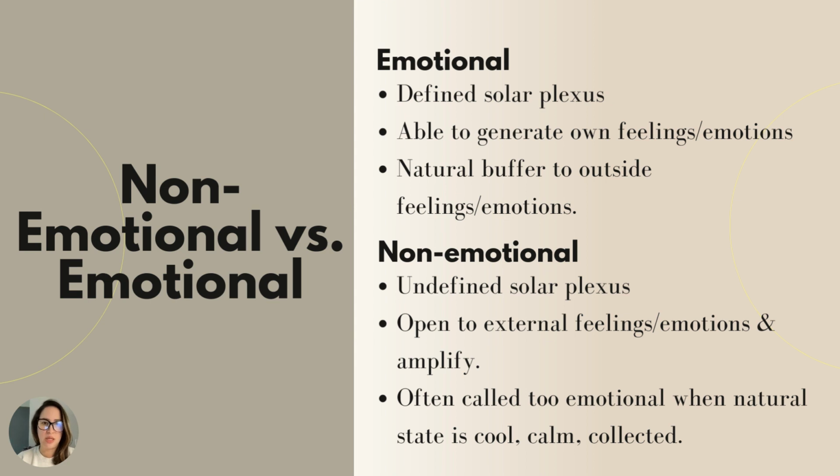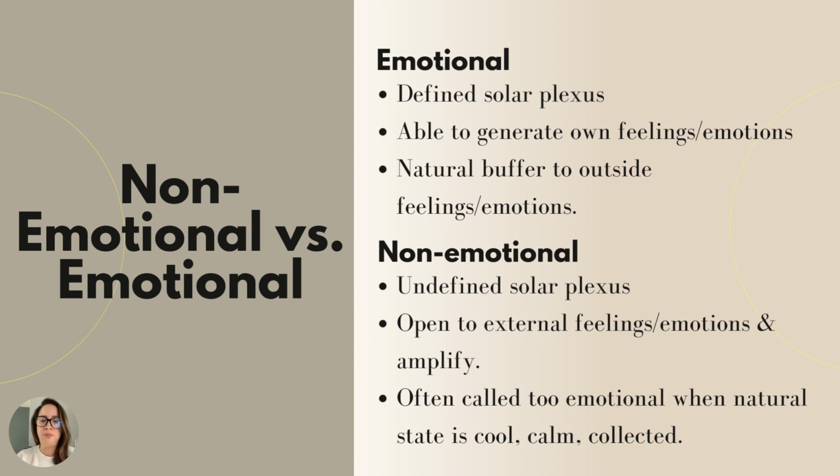So emotional beings, like I said, you have a defined solar plexus. You're able to generate your own feelings and emotions. So you can literally be sitting on the couch and start getting emotional and having all these feelings out of nowhere because you are able to generate those on your own. You don't necessarily need to be around other people in order to feel things. You can just generate those emotions completely on your own. You really do have a buffer from the outside world. So you're not taking in any feelings or emotions other than what you're generating on your own.